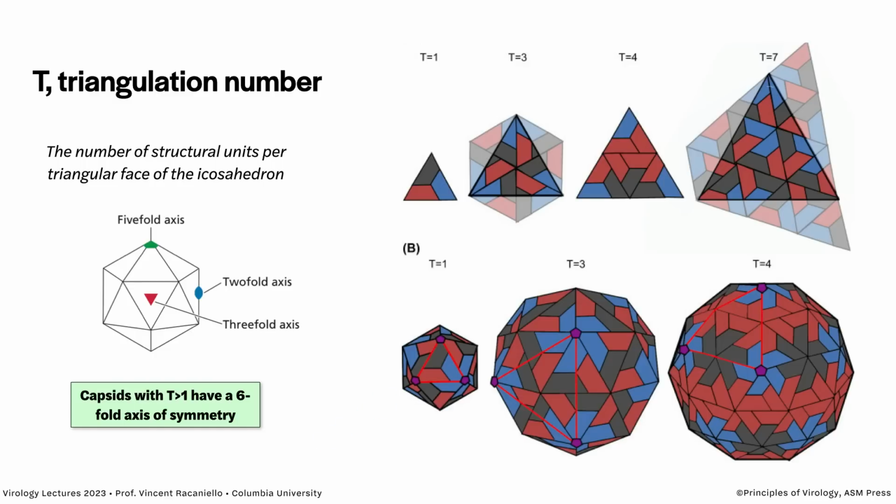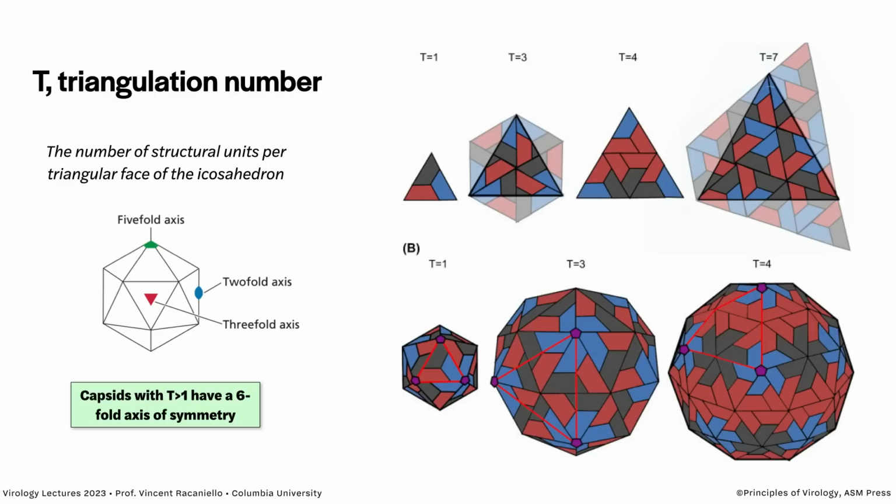Now let's jump to T equals 4 next because it's simpler. And I'll tell you why in a moment. So a T equals 4 triangulation number means there are 4 structural units in the triangular face. 1, 2, 3, 4. And you can see it on the entire capsid below, where we have defined the triangular face by joining 5-fold axes of symmetry. By drawing a line between them, you define a triangular face of the icosahedron, and you can count 1, 2, 3, 4 structural units within it. So that's a T equals 4 virus.